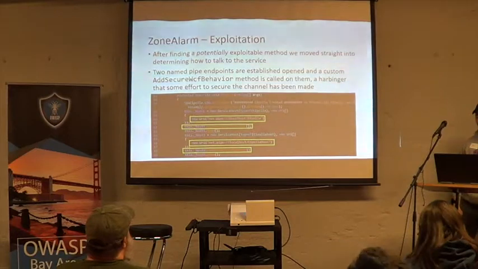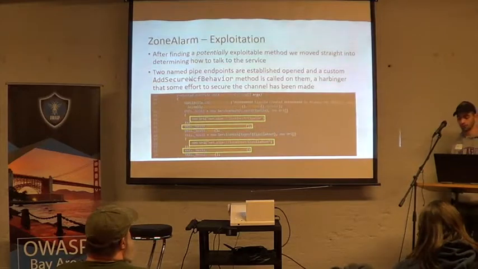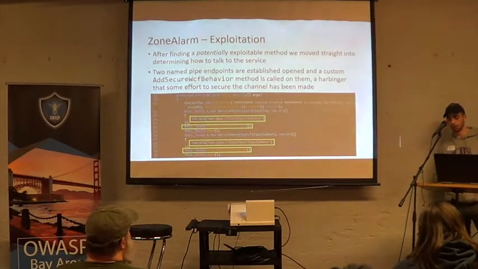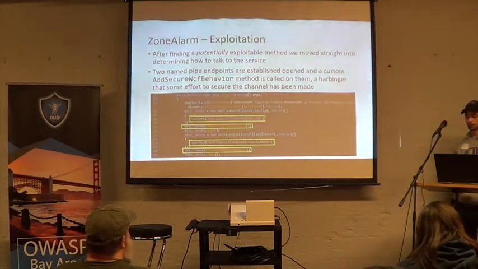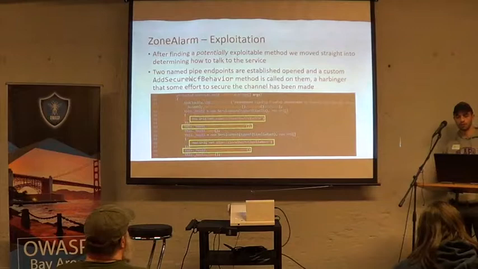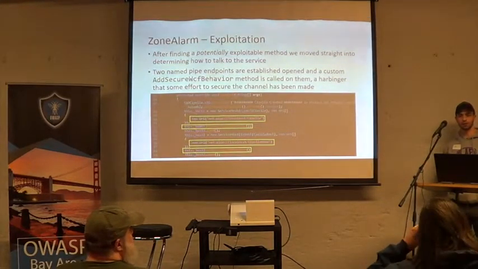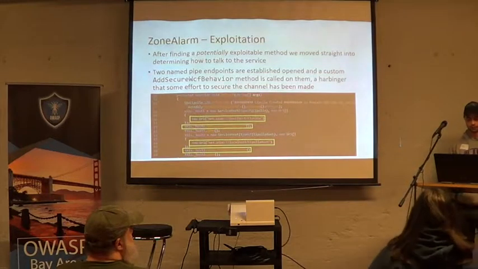So after finding a method that seemed potentially exploitable, the next thing that I wanted to do was figure out how to talk to the service. The service opens up two named pipe endpoints and has a custom AddSecureWCFBehavior method called on them. This was a clue to me that the developers had done some work to try to lock down this communications channel.